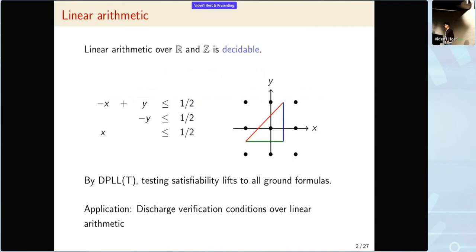It is well known that linear arithmetic over the real and integer is decidable. So if you have a system of linear inequalities on the left hand side, you can interpret the conjunction geometrically as a convex polyhedron on the right hand side. And by linear integer programming, this can be solved. By POPL'23, we can use this to test the satisfiability of all ground formulas. As an application, we can discard verification conditions over linear arithmetic.